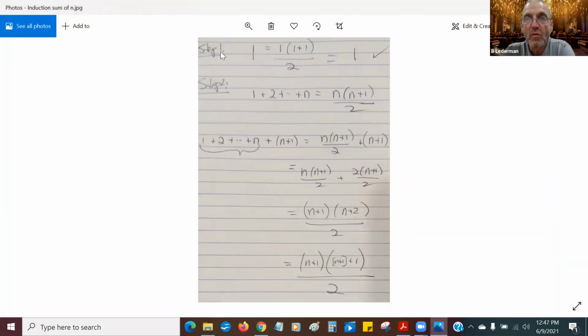So step one, I want to show that it works for n equals 1. There is no n equals 0 here, so I'm going to show n equals 1, the smallest number. So 1 is equal to 1 times 1 plus 1 over 2. That's the formula, and of course that's equal to 1. So we see the formula works for n equals 1.